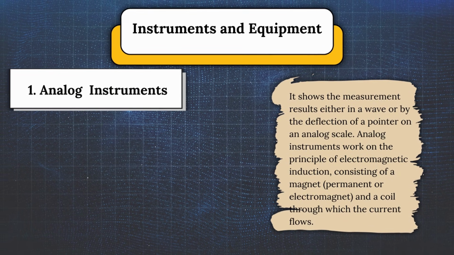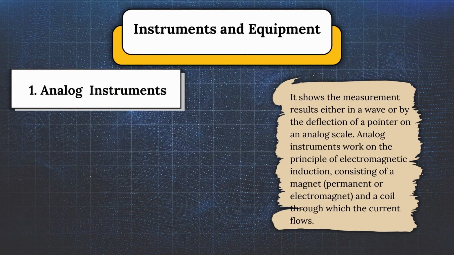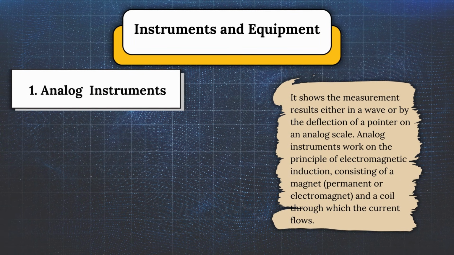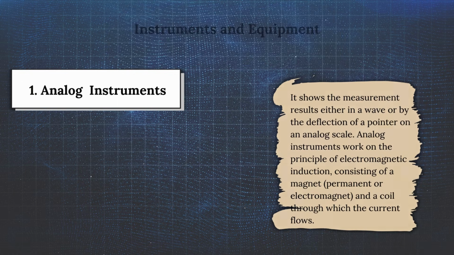For the instruments and equipment used in industrial arts. First, analog instruments. An analog instrument shows the measurement results either in a wave or by the deflection of a pointer on an analog scale. Analog instruments work on the principle of electromagnetic induction, consisting of a magnet, permanent or electromagnet, and a coil through which the current flows.